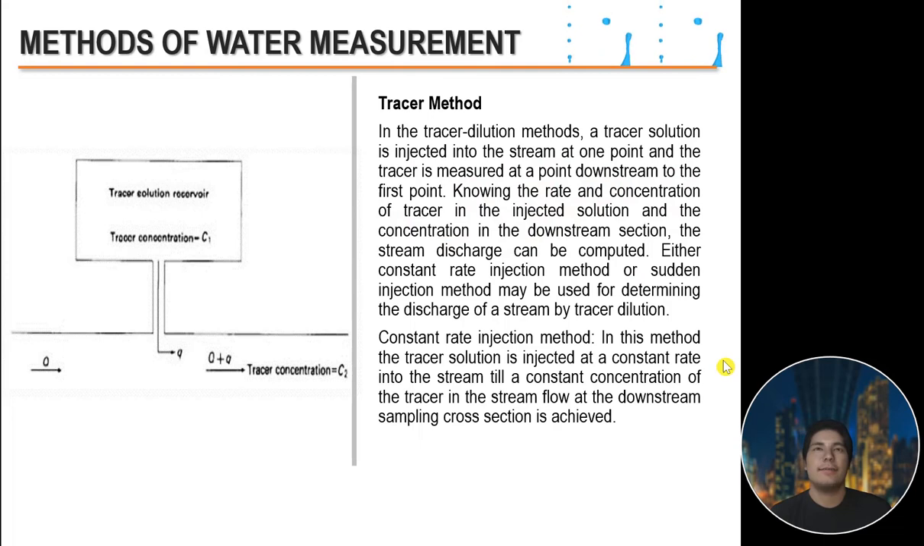So either the constant rate injection method or the sudden injection method may be used for determining the discharge of the stream by tracer dilution. In the constant rate injection method, the tracer solution is injected at a constant rate into the stream till a constant concentration of the tracer in the stream flow at the downstream sampling cross-section is achieved.